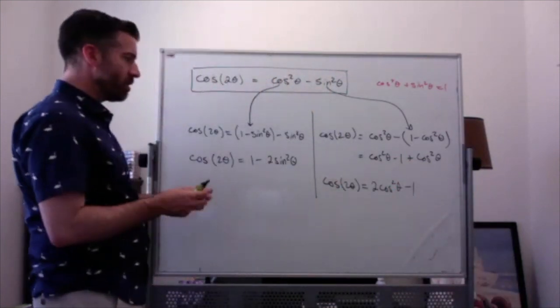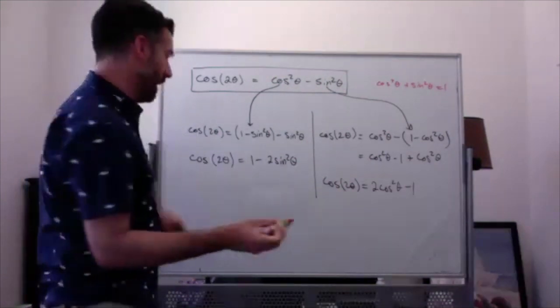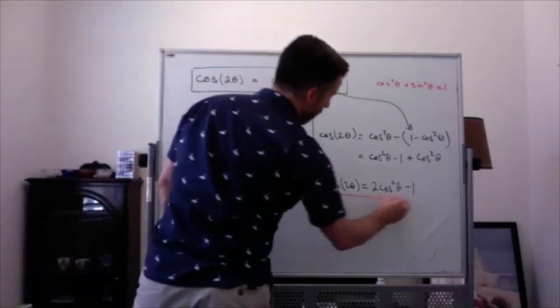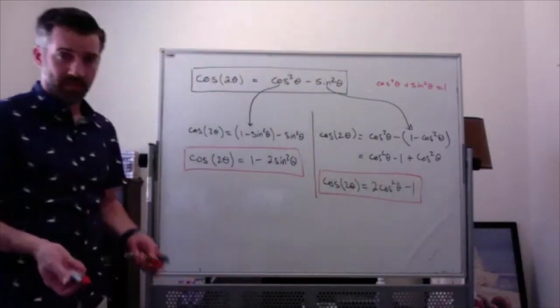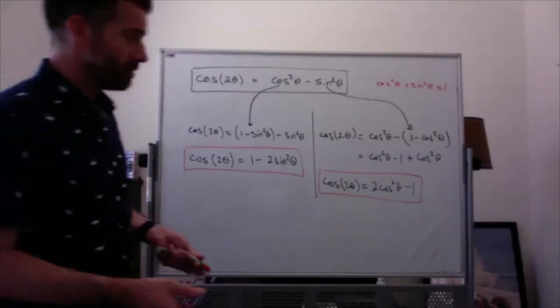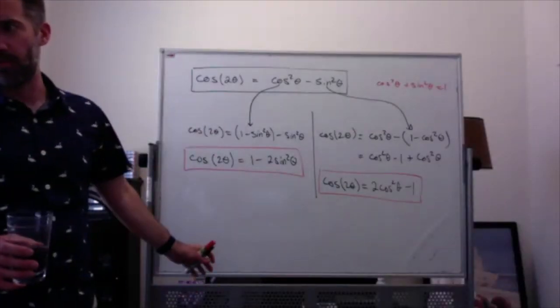So each of these are perfectly valid formulas. I do not need for you to memorize them. I don't think you need to memorize them. Most of the reason we are talking about them is because they then allow us to find the half angle formulas. So these are formulas that may or may not come up in your mathematical future.